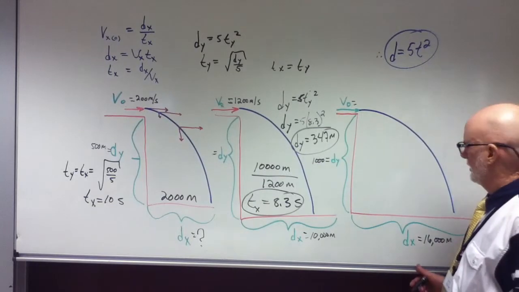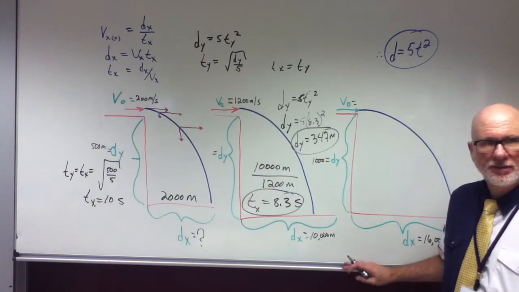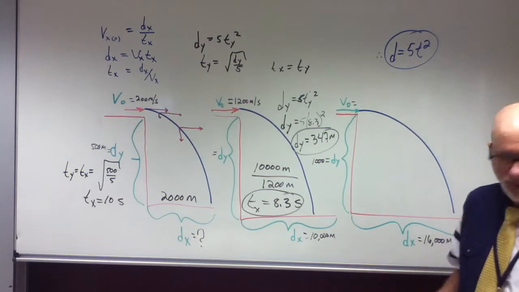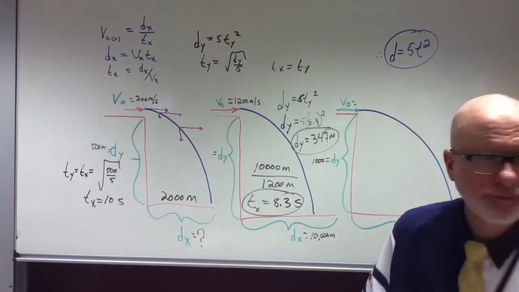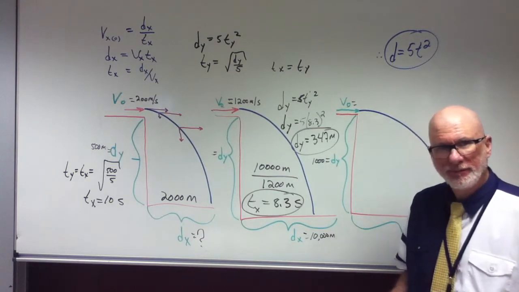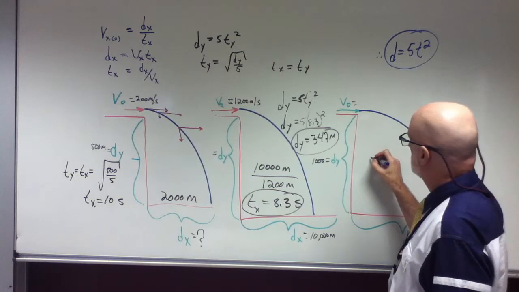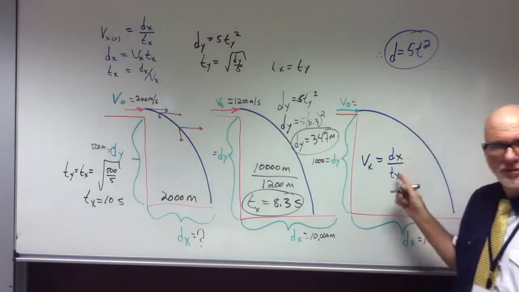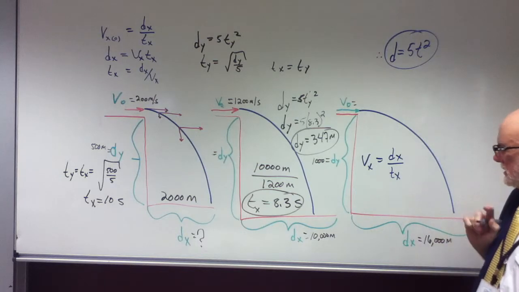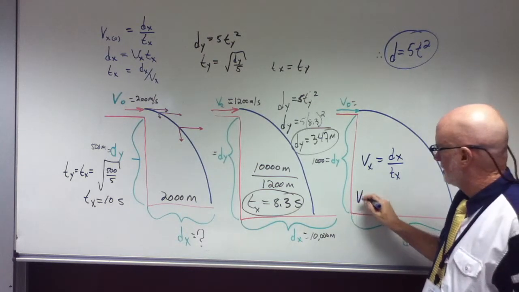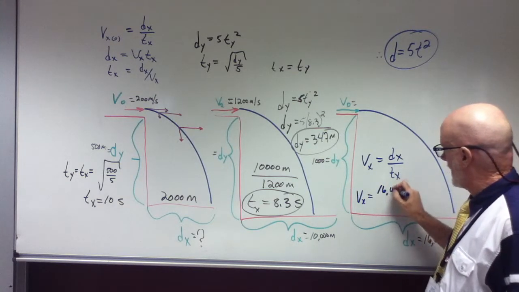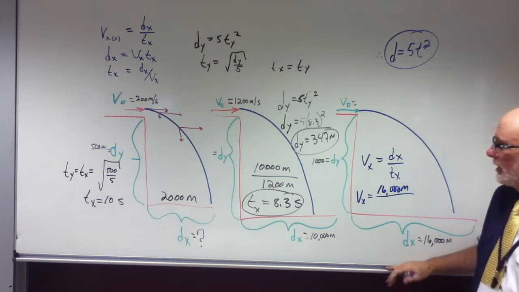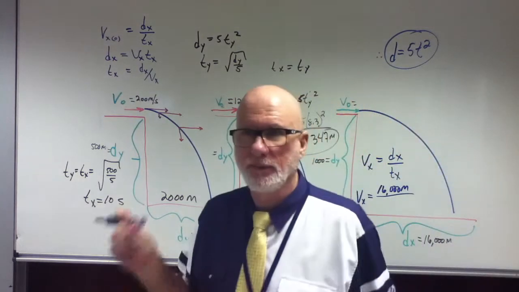Excellent. All right, now, I have to find V naught. So what two things do I need to find V naught, which is really Vx? Dx and tx. So I want to say Vx equals dx over tx. Now, I know what dx is: 16,000 meters over tx. So I've got to solve for tx, right? Well, I know this is 1,000. Right away, I know it's going to be what?